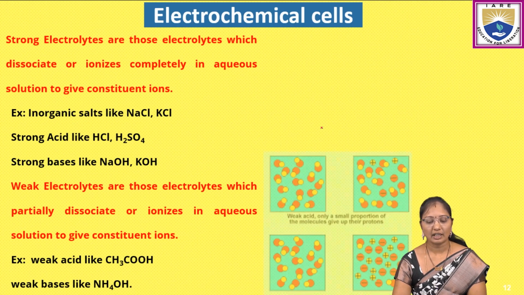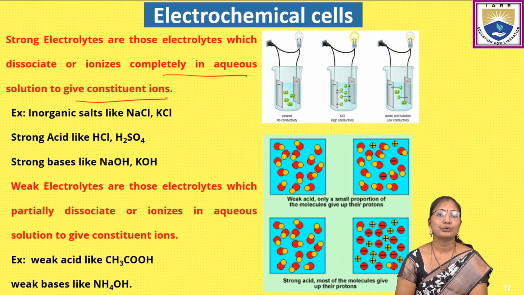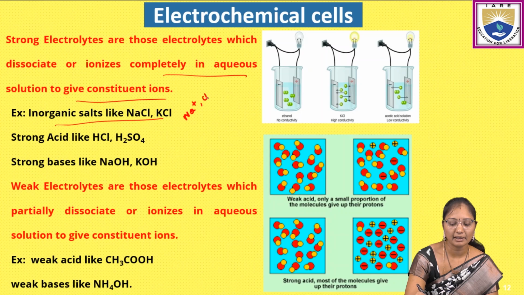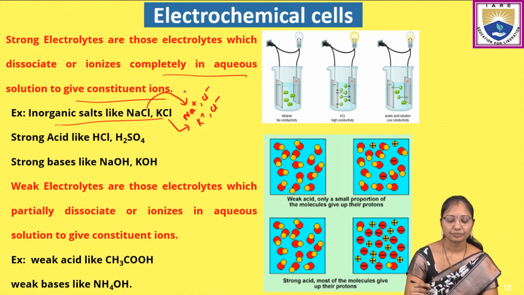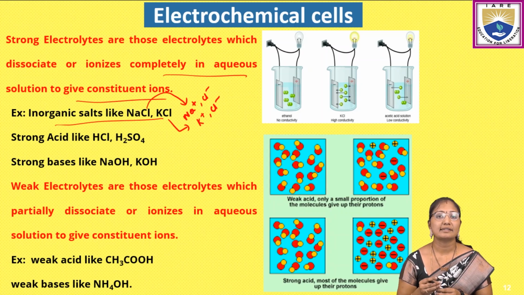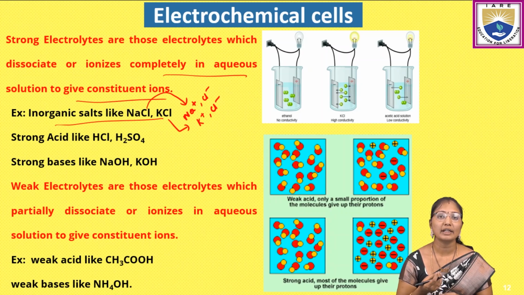Strong electrolytes are those which dissociate or ionize completely in aqueous solution to give constituent ions. Examples are inorganic salts like NaCl and KCl. They split and form Na plus and Cl minus ions, and K plus and Cl minus ions. They conduct electricity due to the greater formation of these ions, so NaCl and KCl act as strong electrolytes.